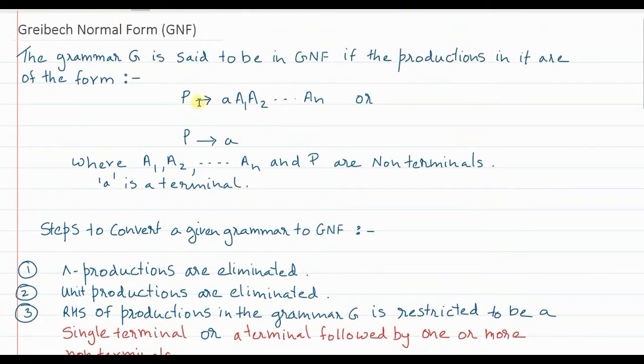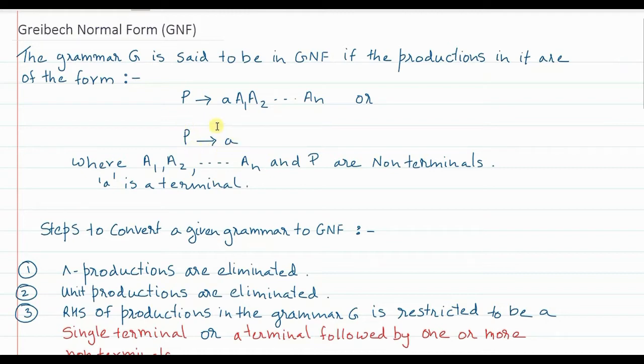So in short, what is a Greibach normal form? If the productions are such that on the right hand side of the production, the term starts with a single terminal followed by n number of non-terminals, then I can say that the production is in GNF. Or, on the right hand side, if there is a single terminal a, then also I can say that the production is in GNF. Now we have also seen CNF.